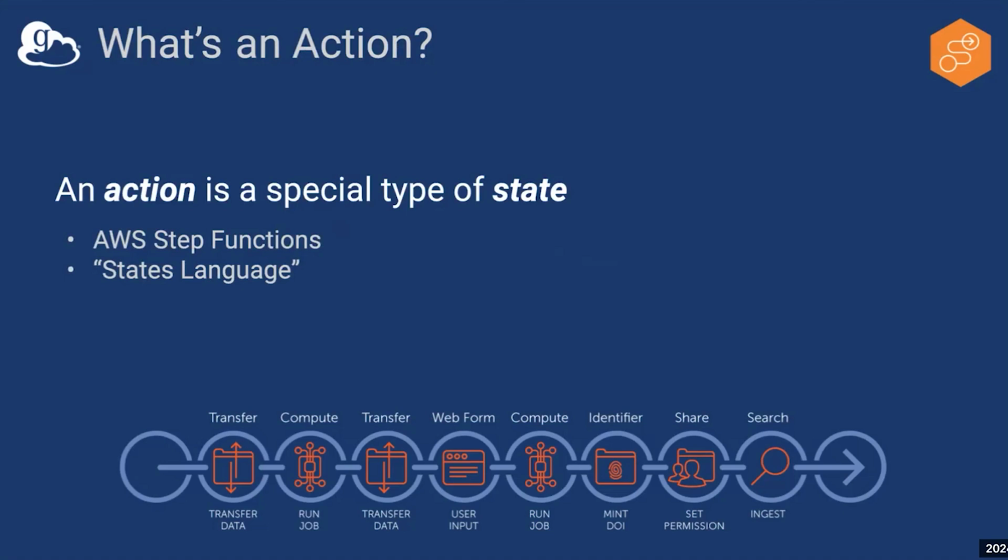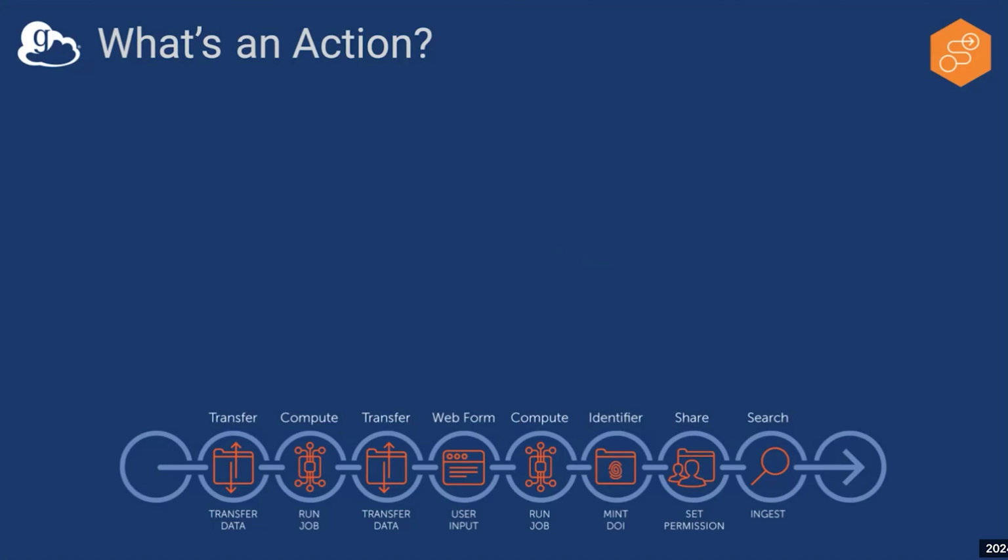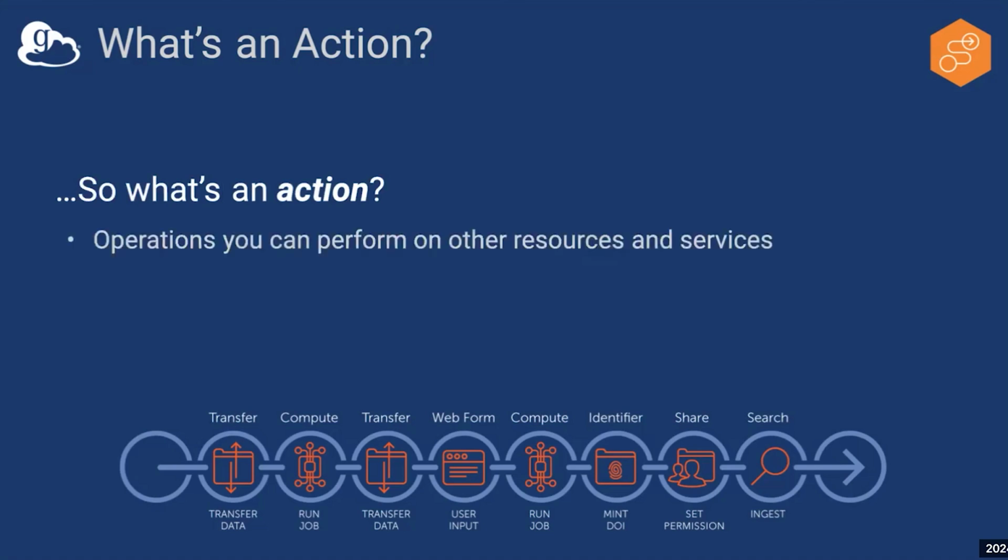From the States Language, you get some things out of the box. And so you get basic states like wait and pass and choice if you want to do branching and making decisions in there. But ultimately, the heart of flows are those actions. So what's an action? Actions are fundamentally operations that you can perform on other resources and services. And so this is the connective tissue that really makes flows such a useful tool for gluing different service interactions together. And importantly, these operations are managed.